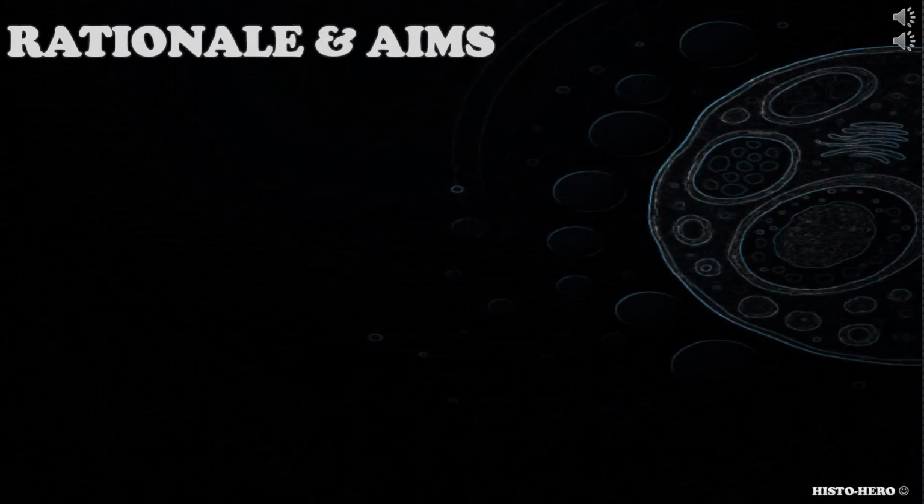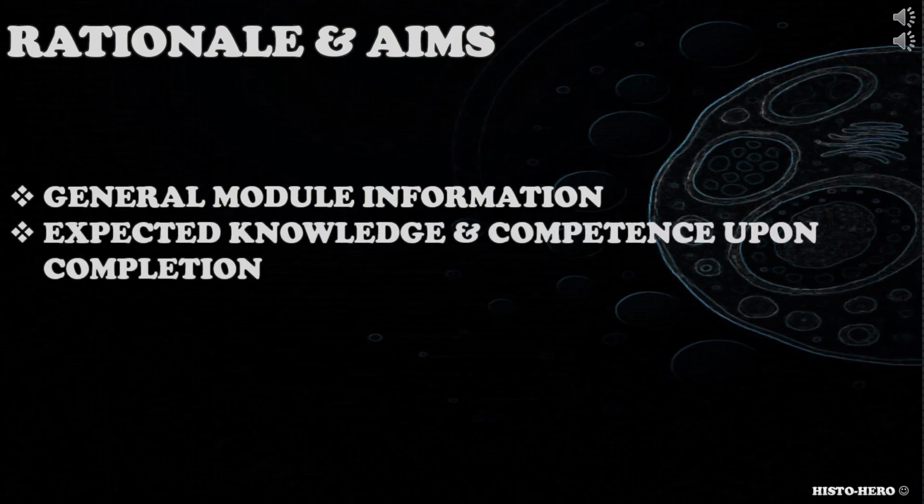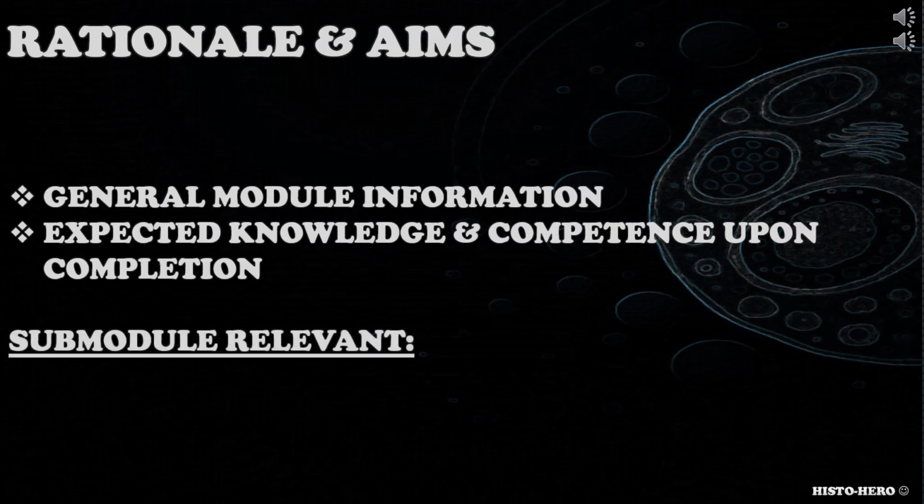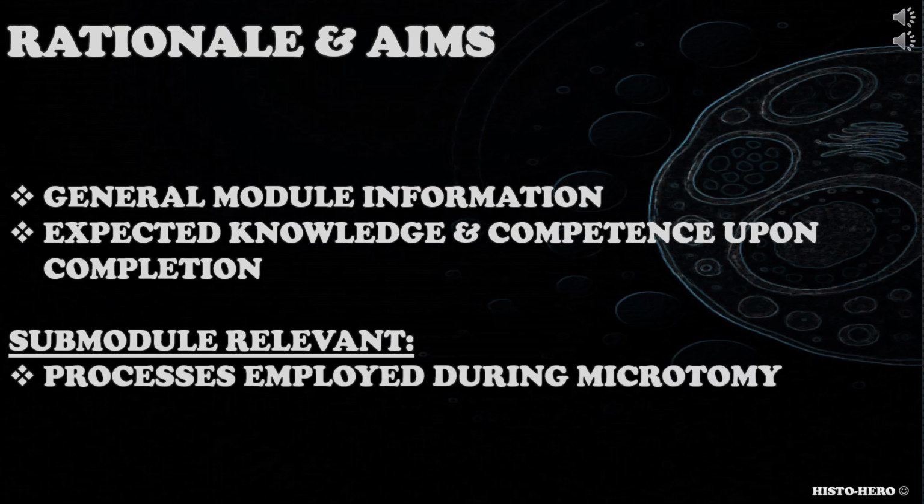Rationale and aims of this submodule outline the general information and expected knowledge and competence that candidate needs to achieve when this submodule is completed. These are relevant to each submodule. For this submodule, the expectations are that the candidate will be able to explain and demonstrate the processes employed during the production of high-quality tissue sections, suitable for routine staining, special stains, IHC, FISH etc.